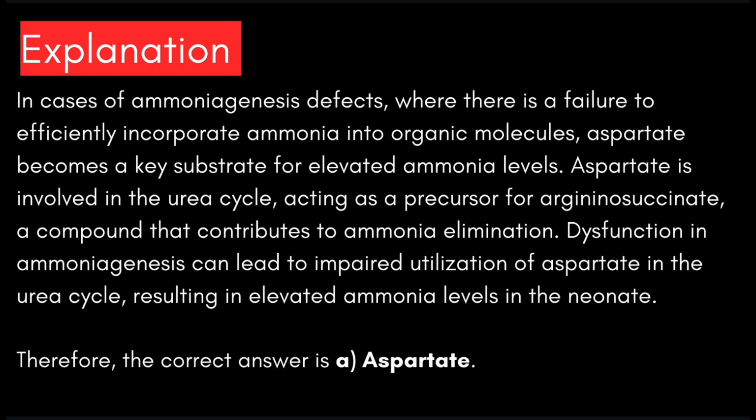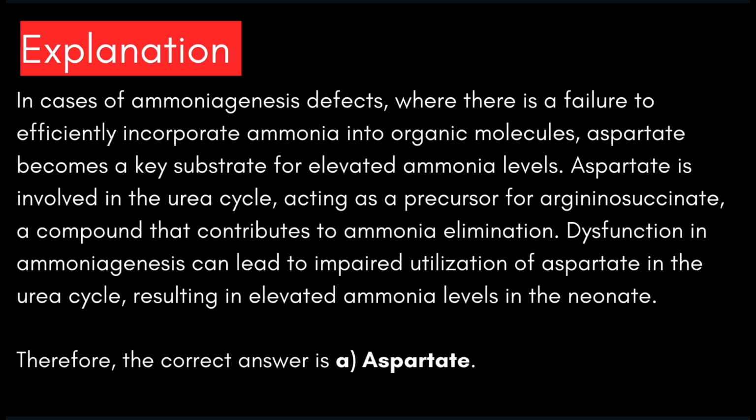In cases of ammonia genesis defects where there is a failure to efficiently incorporate ammonia into organic molecules, aspartate becomes a key substrate for elevated ammonia levels. Aspartate is involved in the urea cycle, acting as a precursor for argininosuccinate, a compound that contributes to ammonia elimination. Dysfunction in ammonia genesis can lead to impaired utilization of aspartate in the urea cycle, resulting in elevated ammonia levels in the neonate. Therefore, the correct answer is A, aspartate.